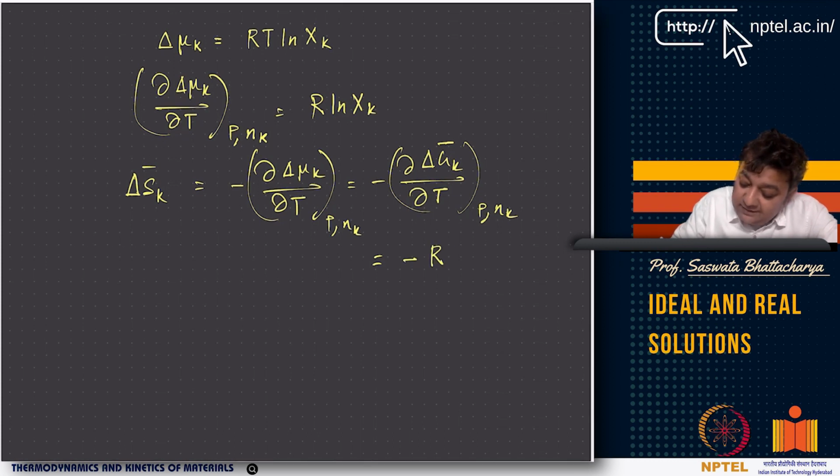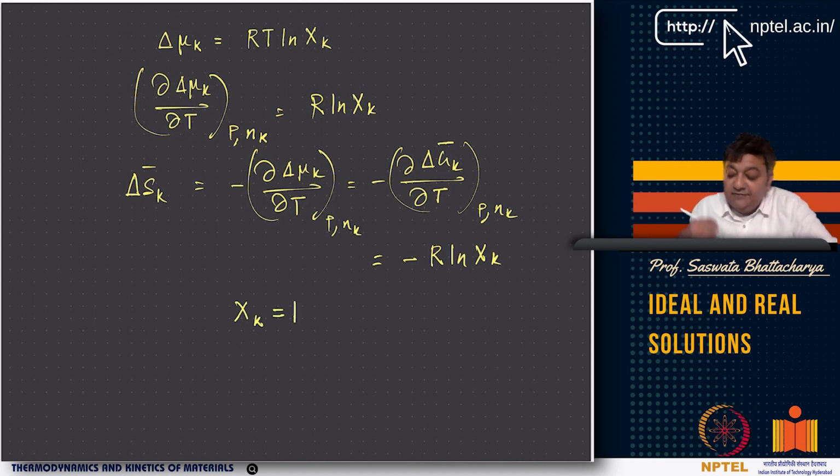Now see, xk, the maximum value can be 1. If it is 1, then R ln 1 is 0, so delta sk bar becomes 0.